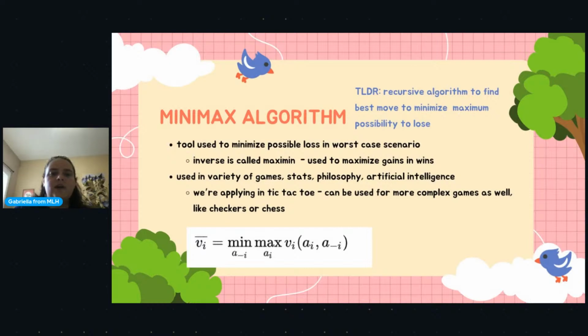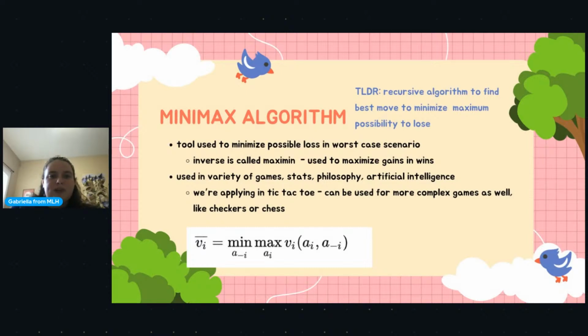There's also an inverse that's called maxi-min. It's used to maximize gains and wins. So if you're trying to maximize the percentage your portfolio is going up in the market, that's a pretty easy example. You want to maximize the gains in your win. Maybe it's not the most risk averse, and of course the more risk, the higher the potential gain. But that inverse of this would be called maxi-min.